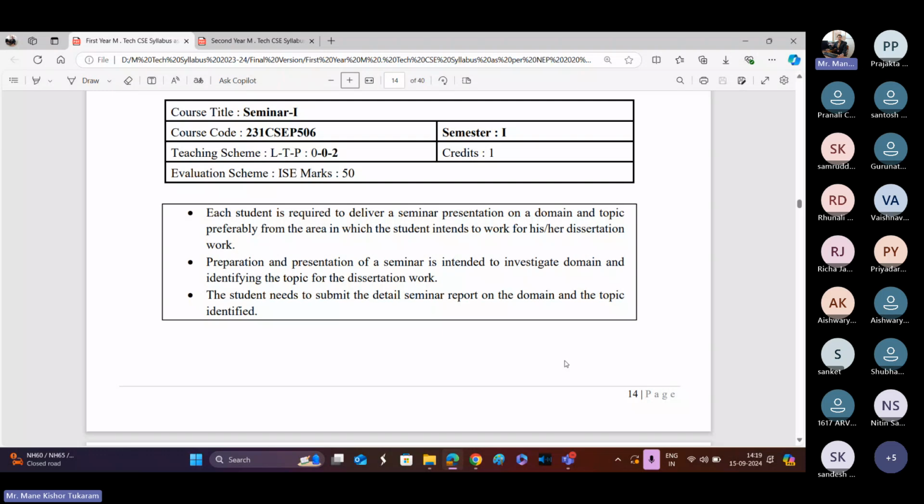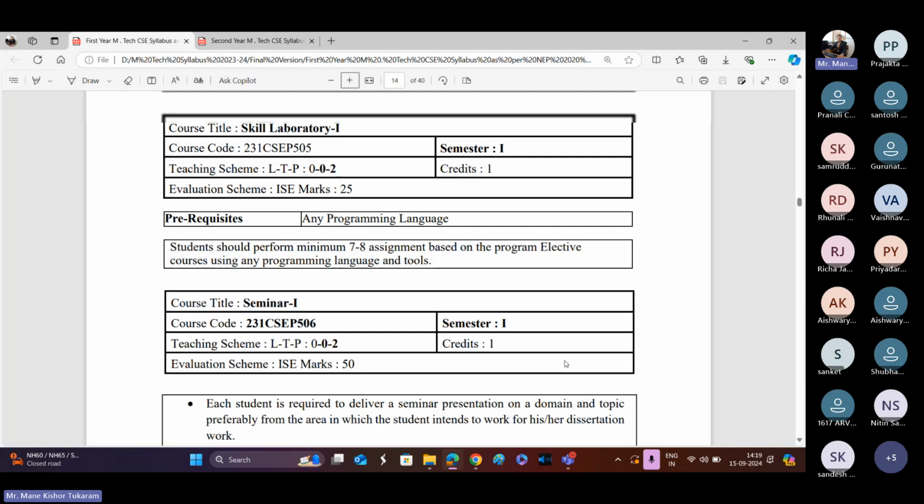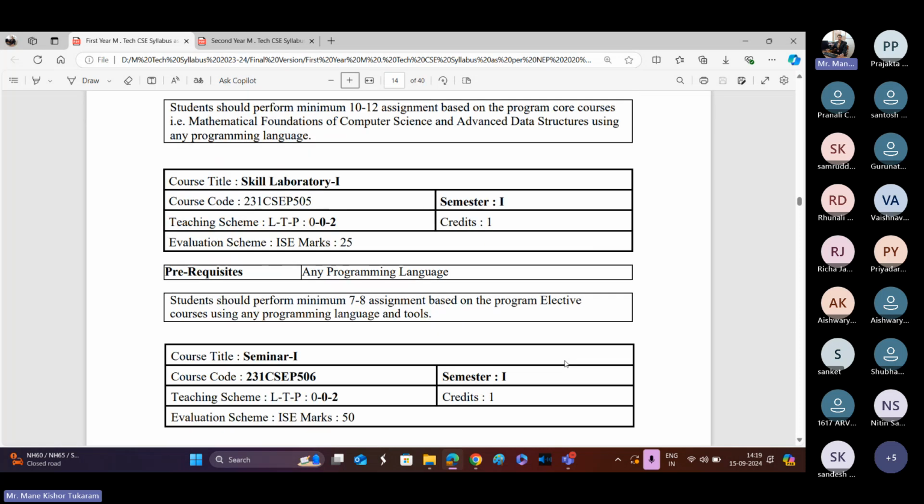So this is the scope related to seminar one. At the end of seminar one, you have to give the presentation and submit the report related to our findings. Whatever research you have done throughout the semester, you have to submit as content, give a detailed presentation related to it, and submit the report. So these are the contents related to seminar one.